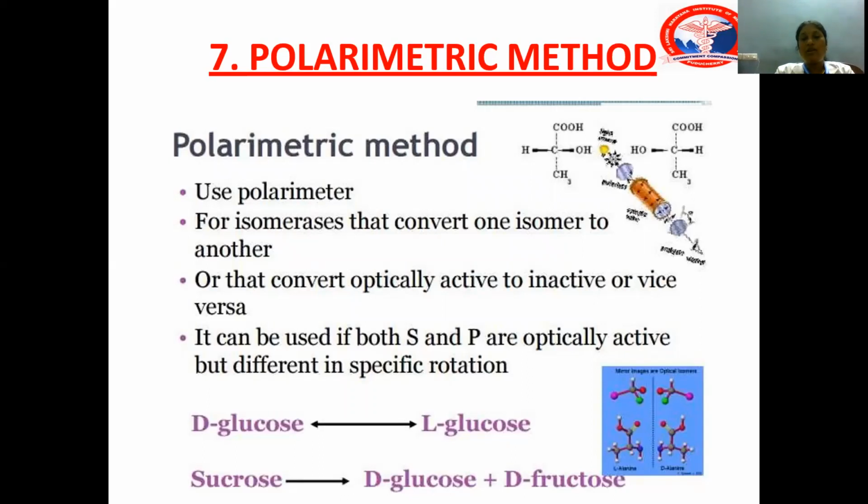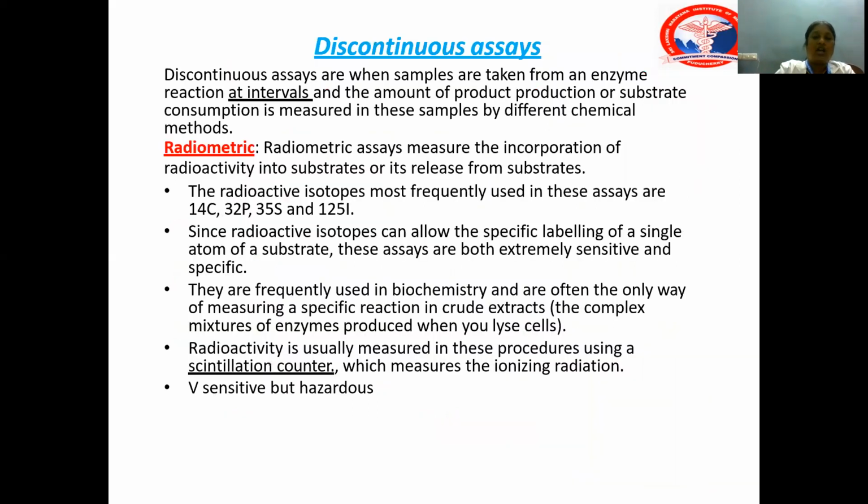That is, it can not only measure conversion of an optically active substrate to an optically inactive product, or an optically inactive substrate to an optically active product, but also if both substrates and products are optically active but differ in their specific rotation, it could also be detected. For example, D-glucose, which is the substrate, getting converted to L-glucose, which is the product. Both in this case are optically active, but the rotation direction differs. Similarly, sucrose, which upon hydrolysis will give D-glucose and D-fructose.